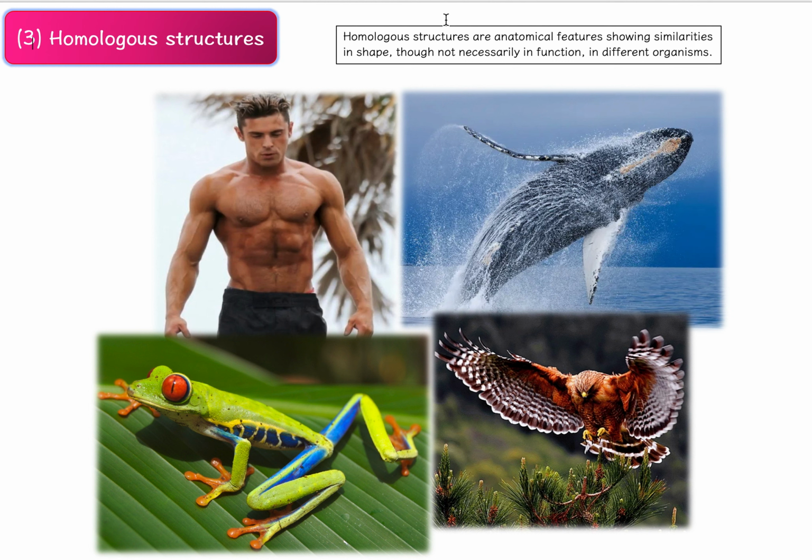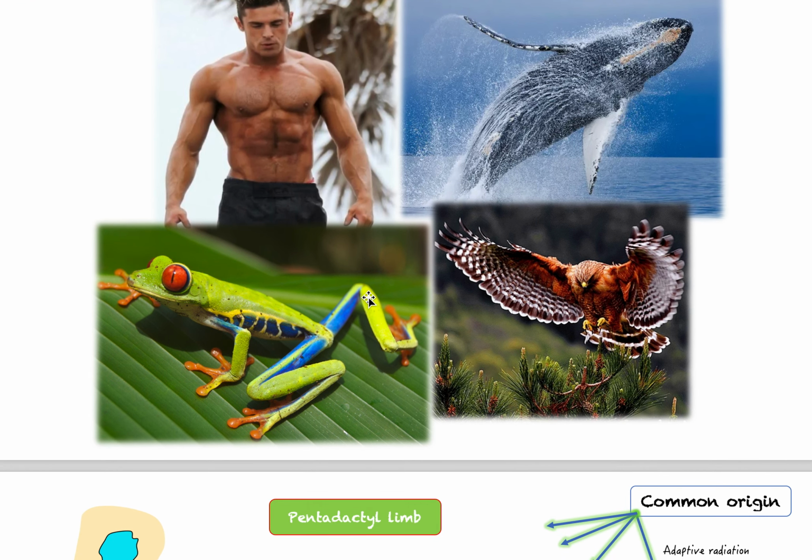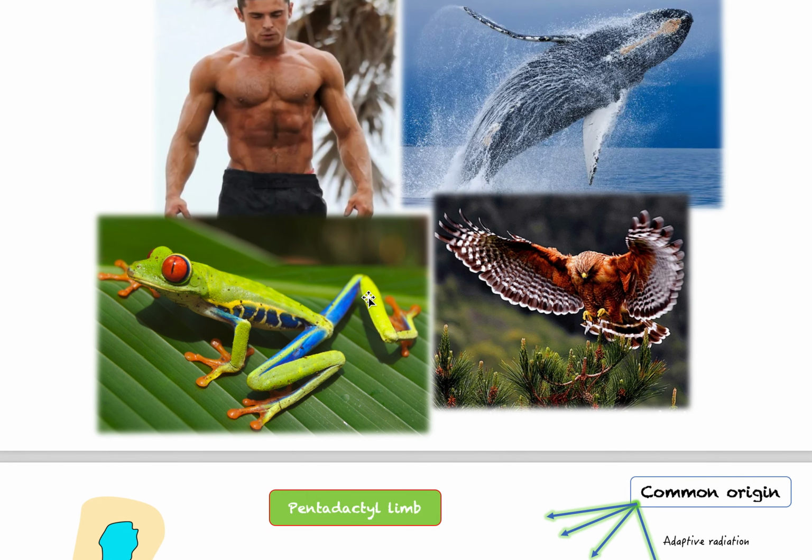So here's the official definition. Homologous structures are anatomical features or structures that show similarities in shape, but not in function, okay? Completely different function. So overall, remember these 3 key things, okay? These 3 proofs for evolution.